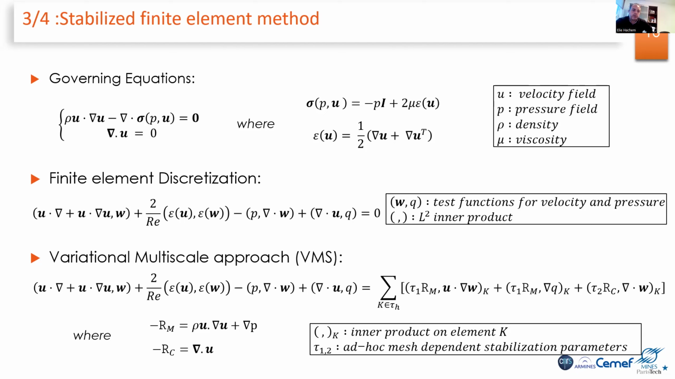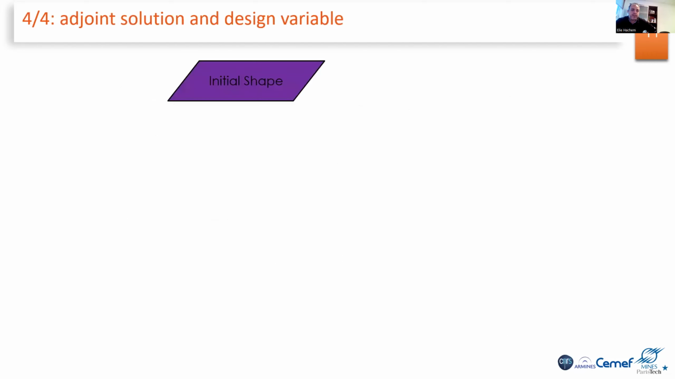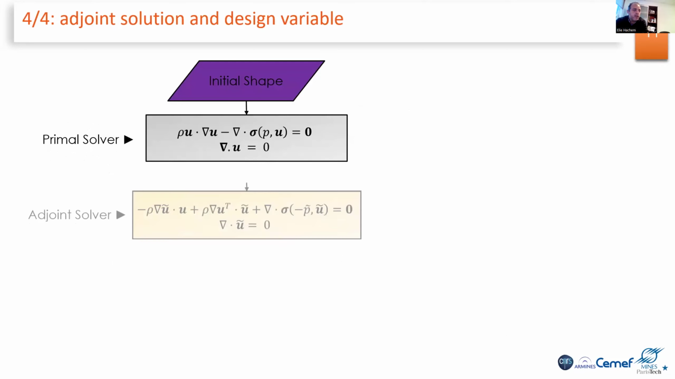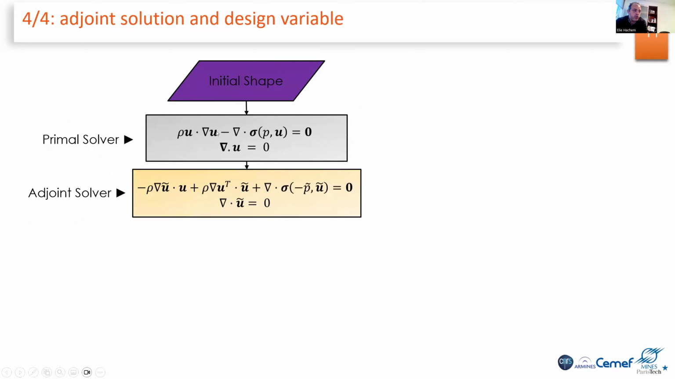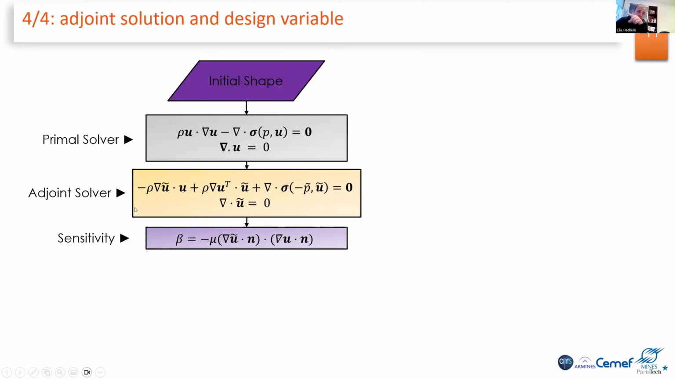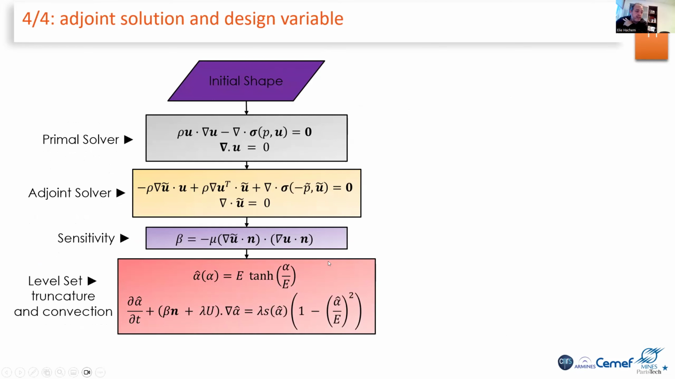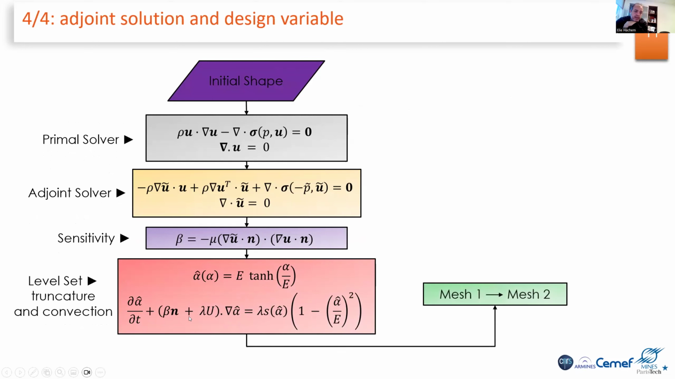And this is very important. I think all the ingredients together are important. So finally, we end up with this chart: you start from your initial shape, you solve U and P, you solve the adjoint solver, also using the variational multi-scale approach, and then you compute your sensitivity to control the interface that you give to the transport equation, and then you move your interface.